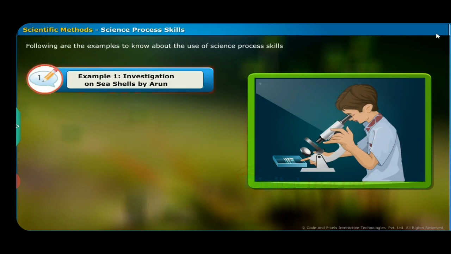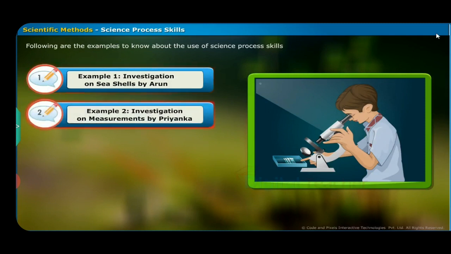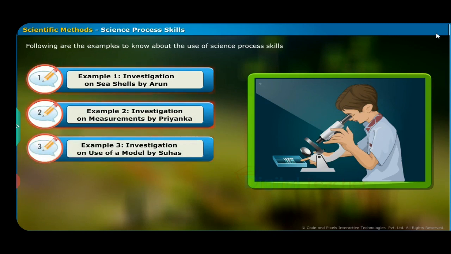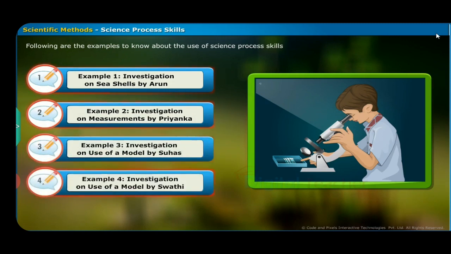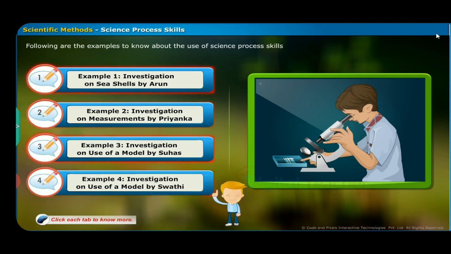Example 1. Investigation on seashells by Arun. Example 2. Investigation on measurements by Priyanka. Example 3. Investigation on use of a model by Suhas. Example 4. Investigation on use of a model by Swati. Click each tab to know more.